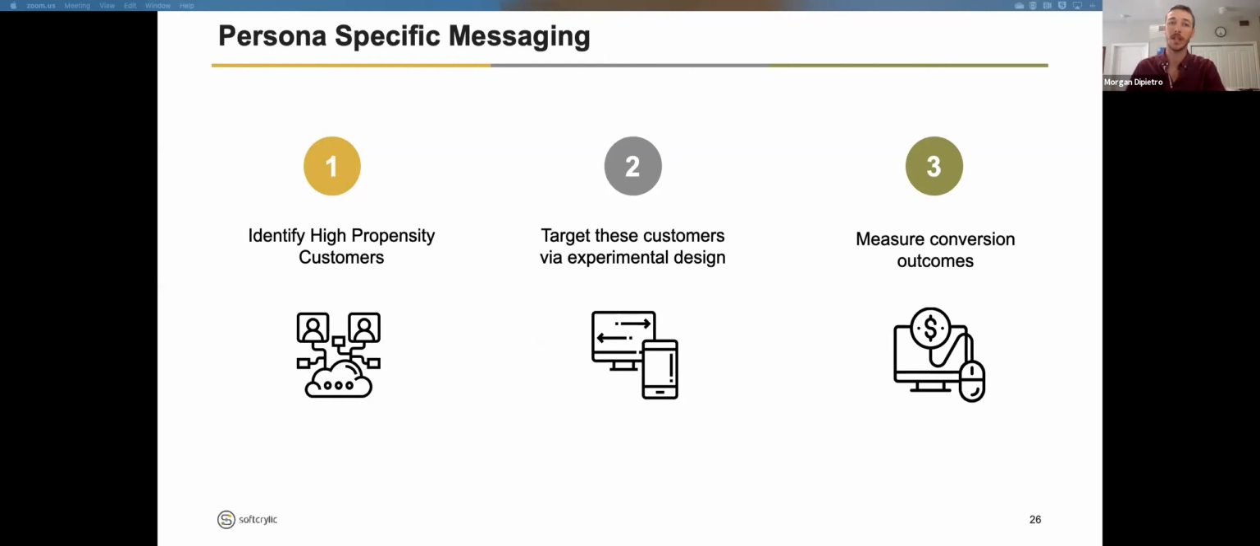So there are really 3 steps to setting up an experiment like this. First, we're going to identify those high propensity, high marginal value customers. We're going to do that in large part through these clustering methods. Then we're going to take those customers to market and target them in some sort of experimental design setup. And then we'll measure those conversion outcomes from those targeted ads.